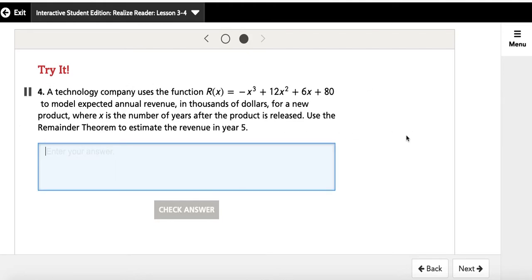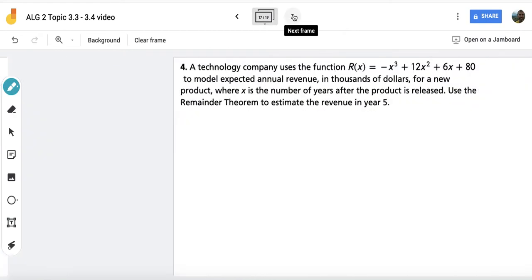A technology company uses the function r of x equals negative x cubed plus 12 times x squared plus 6 times x plus 80 to model expected annual revenue in thousands of dollars for a new product, where x is the number of years after the product is released. Use the remainder theorem to estimate the revenue in year 5. Okay, just going to plug in a 5, synthetic division, so you can do that on your own and come back when you're ready. Let's see if hopefully I have it set up.